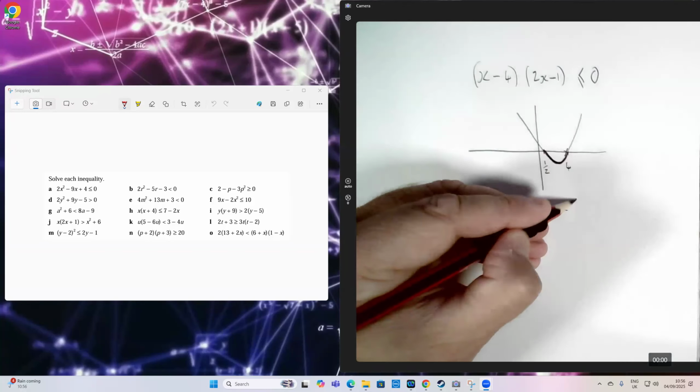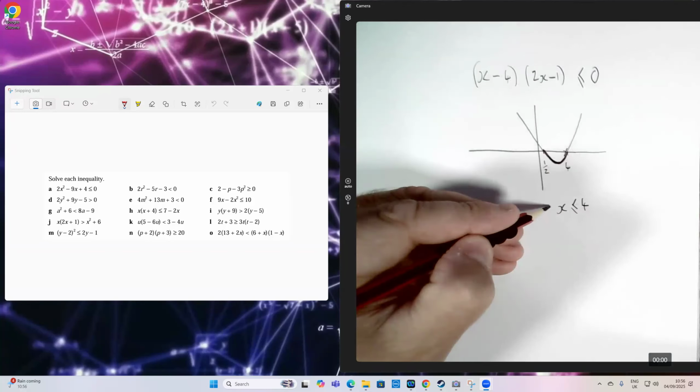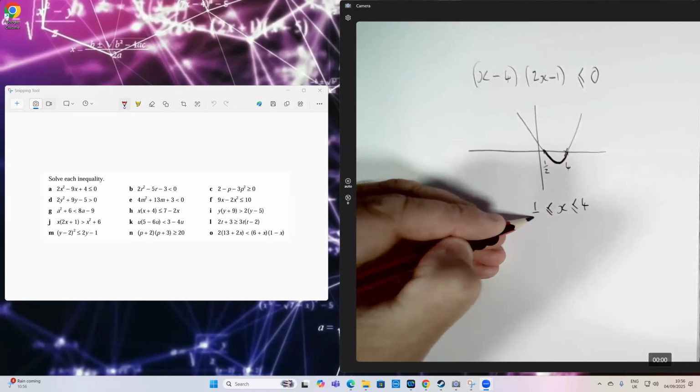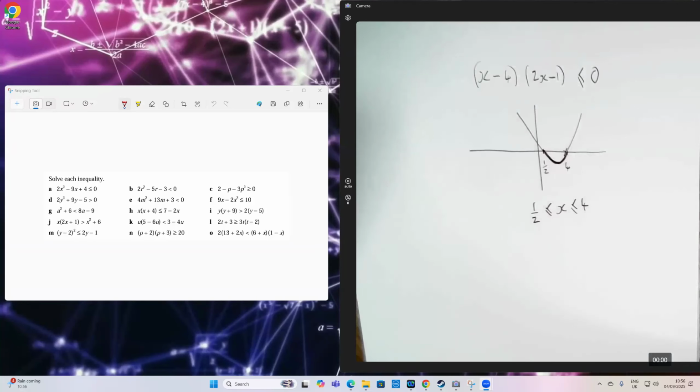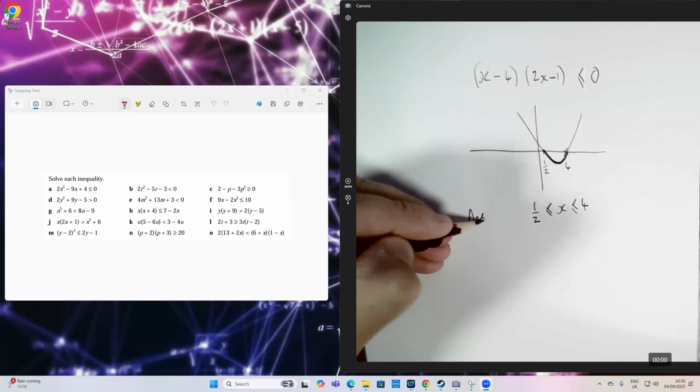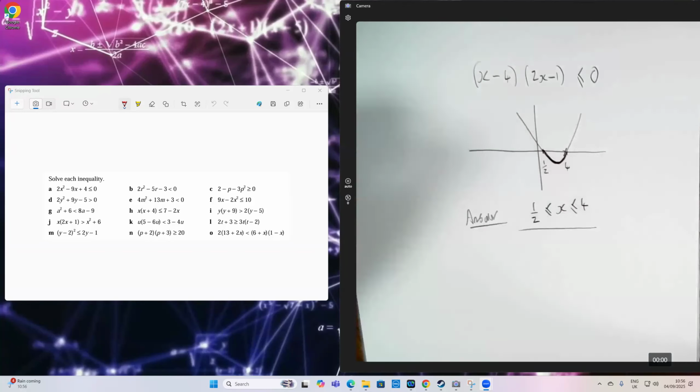So our answer is going to be x is less than or equal to 4, but greater than or equal to a half. So that would be our answer. That's how we would write it.